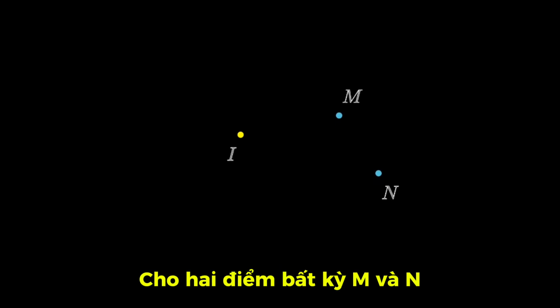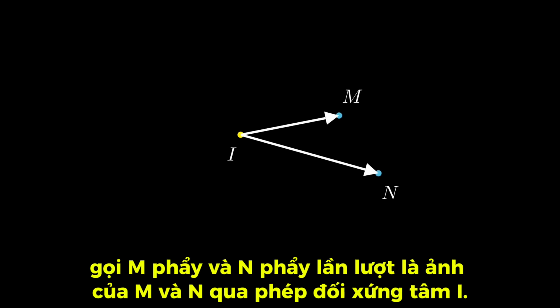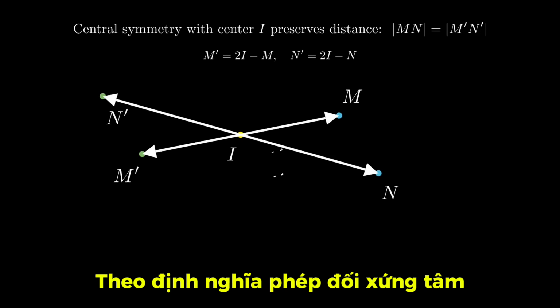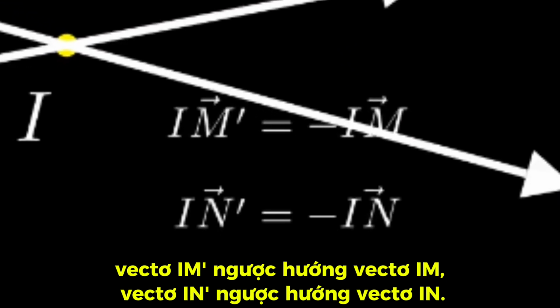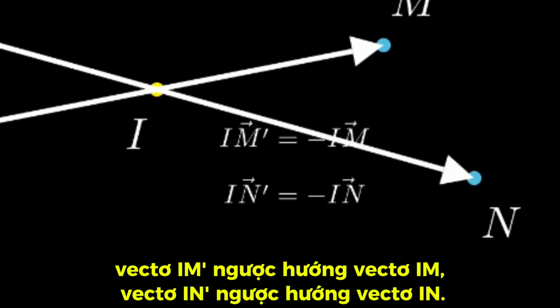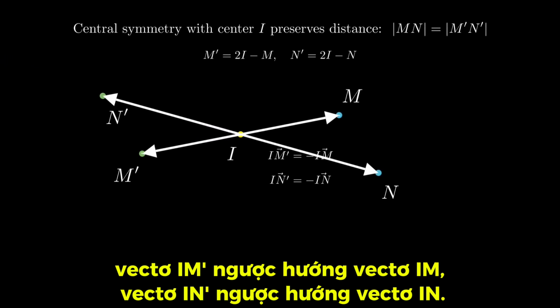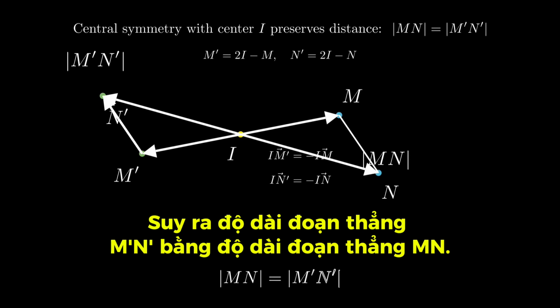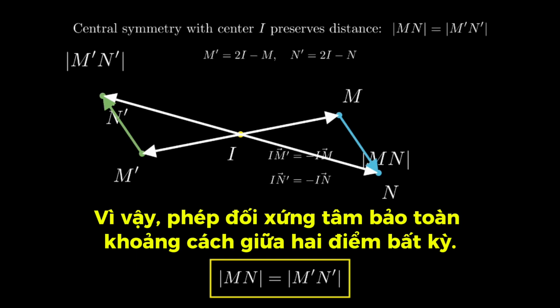Let M and N be two arbitrary points, and let M prime and N prime be the images under the central symmetry with center I. By definition of central symmetry, vector IM prime is the opposite of vector IM, and vector IN prime is the opposite of vector IN. Therefore, the vector from M prime to N prime equals the vector from M to N. As a result, the length of segment M prime N prime is equal to the length of segment MN. Hence, central symmetry preserves the distance between any two points.